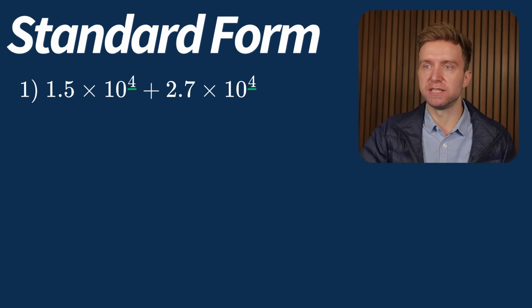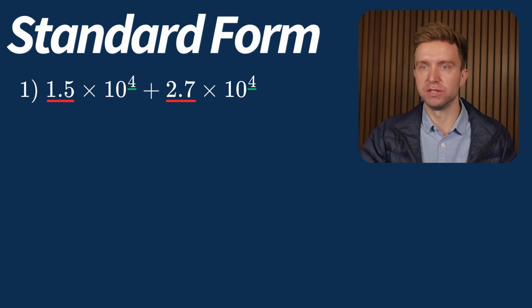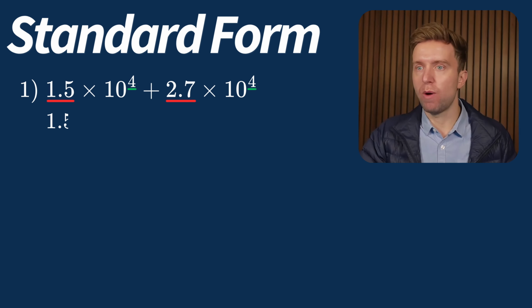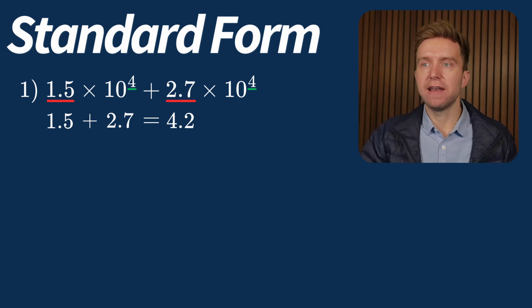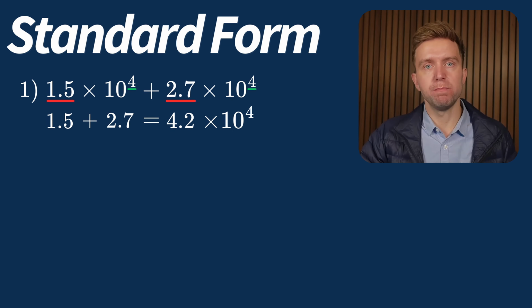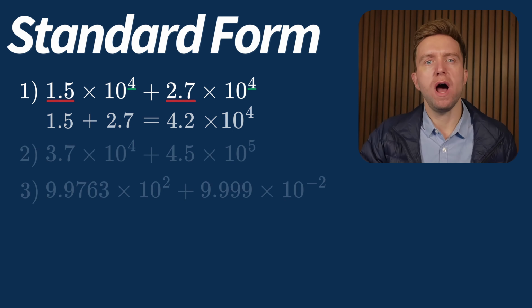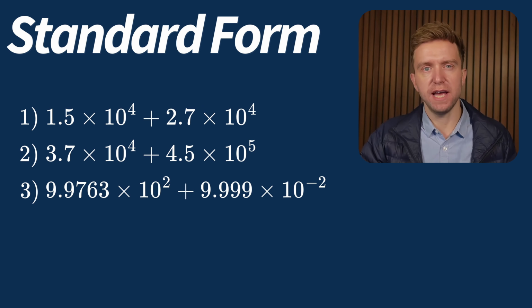Because the powers are the same, we can just add the front numbers. All we need to do here is add 1.5 and 2.7, which gives us 4.2. And adding back in our 10 to the power of 4, we get the same result but in a much quicker way. But what happens when the powers of 10 are not the same?